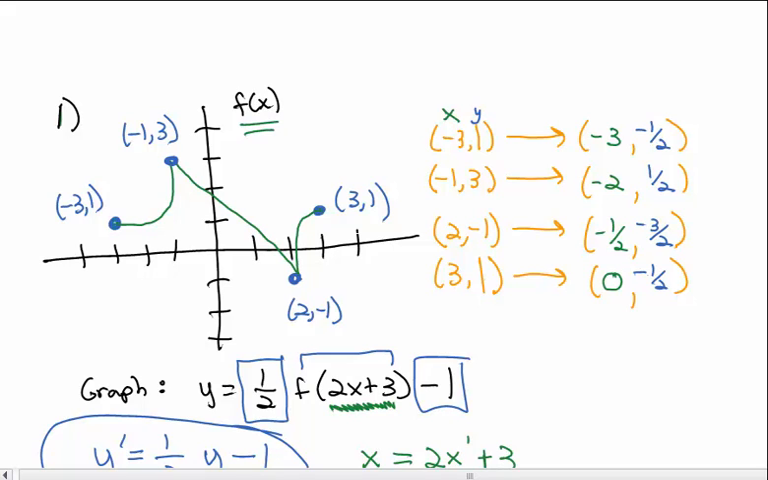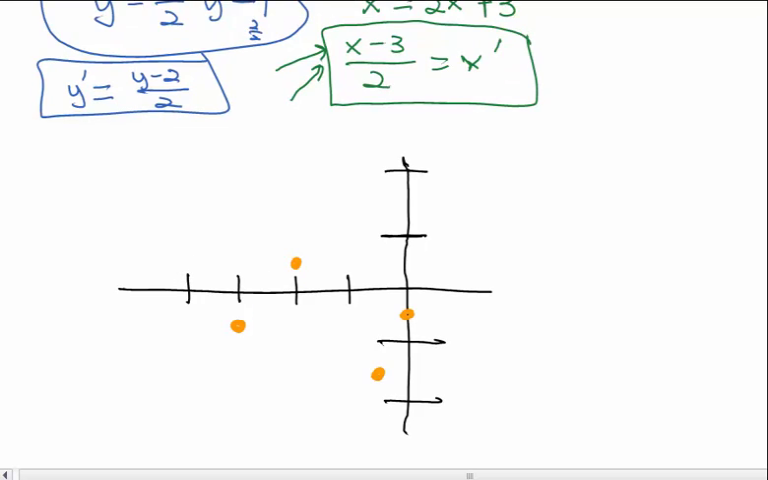Now we're going to try and match the shape. We're going to have to curve up, straight line, and curve up. So we're going to match that here. We're going to curve up, straight line, and curve up. We match the shape. And this is now our new function, y equals 1/2 f of 2x plus 3 minus 1.